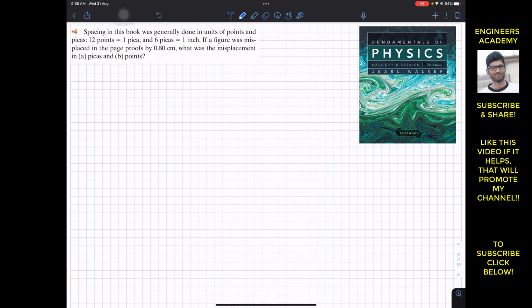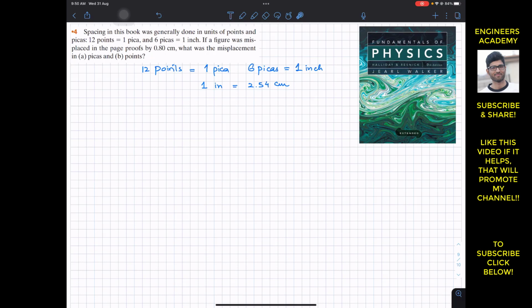So it is given that 12 points is equal to 1 pica and 6 picas is equal to 1 inch. And as we know that 1 inch is equal to 2.54 centimeters. We need to have this conversion since the given data is in terms of centimeters. So we need to have the conversion from inches to centimeters.